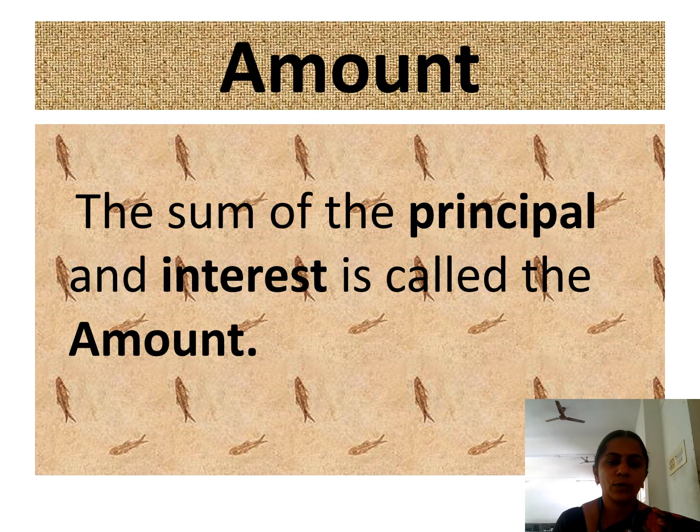Then what is amount? Amount means the sum of principal and interest. So here amount is equal to principal plus interest. Before proceeding, we denote P as principal and I as interest, and capital A is the amount. So A is equal to P plus I. That means the principal plus interest is called the amount.